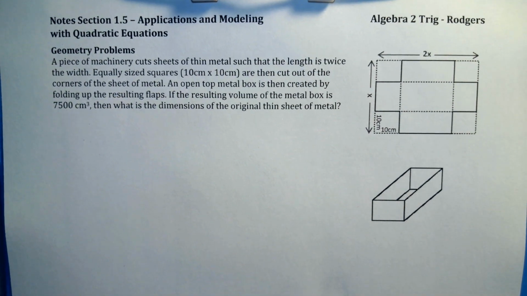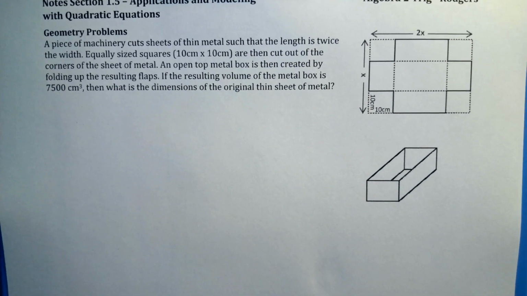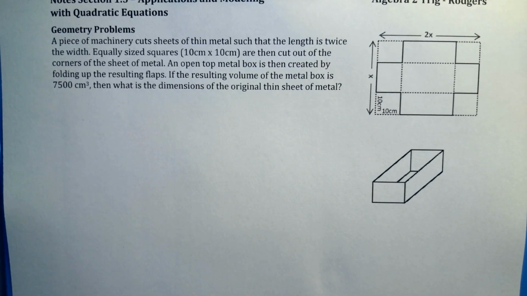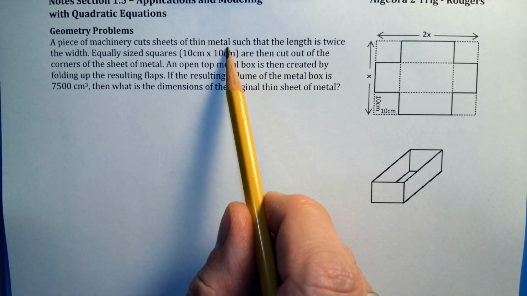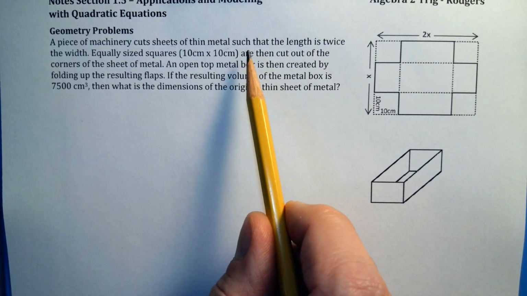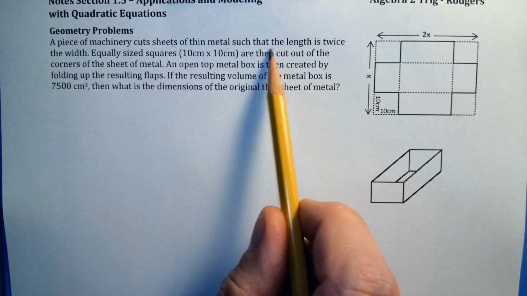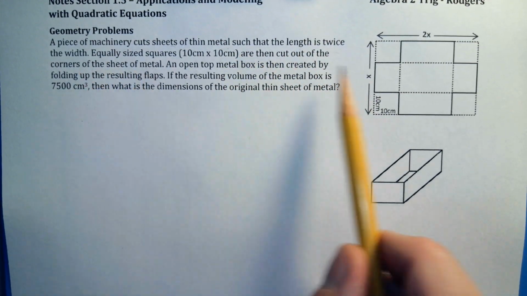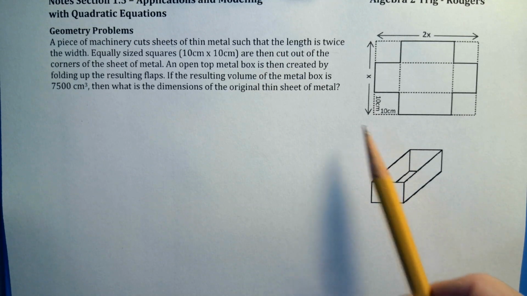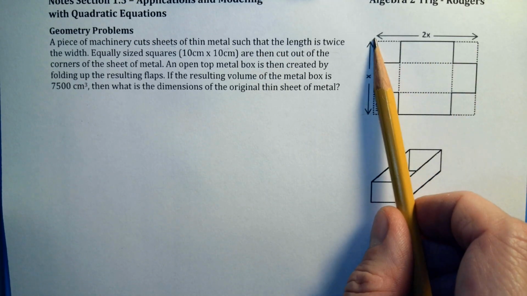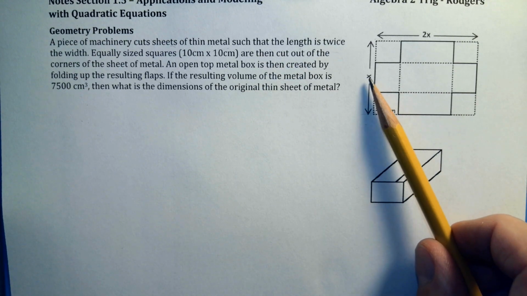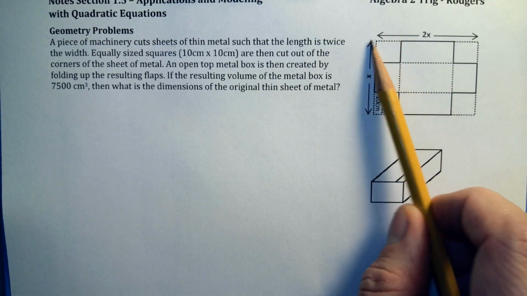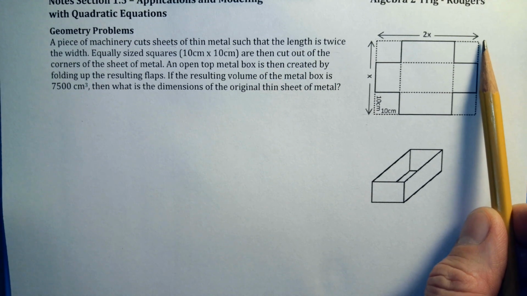Okay, so let's look at this first example. All right, so a piece of machinery cuts sheets of thin metal, so like sheet metal, for example, such that the length is twice the width. So when we get this sheet of sheet metal, the length is going to be twice as much as the width, and so we've already sort of set that up, x being the width, 2x is the length. Now we know that's always the case.